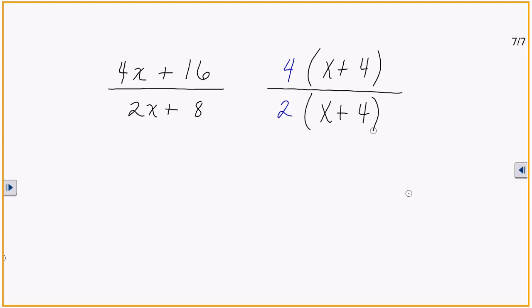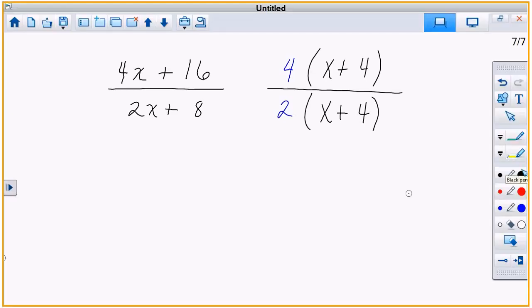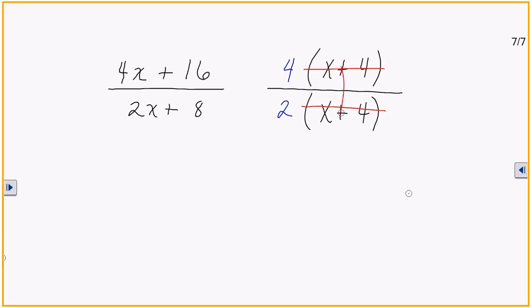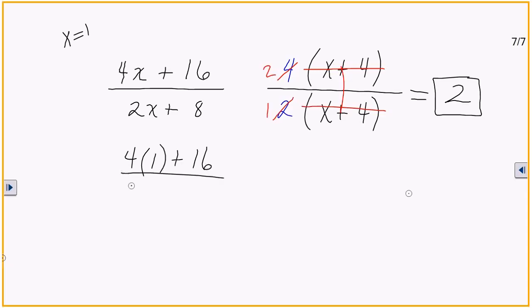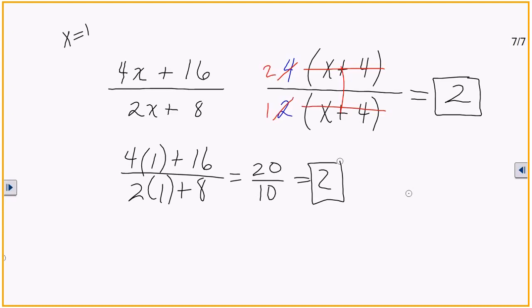Now I've got two things to do before I finish this problem. Somebody tell me, of course I don't have anybody here, this is video, but what are we going to do? Well, I'm going to take my red marker, and I'm going to cancel these two out because anything over itself is 1. So that cancels to 1. And then 4 over 2 is 2 over 1. So this whole thing cancels to 2. So your brick phone, if I plug in x is equal to 1, I'm going to get 4 times 1 plus 16 over 2 times 1 plus 8. And that's going to give me 20 over 10, which is 2. So whatever I plug into this function, I'm going to get 2, just like this one says.